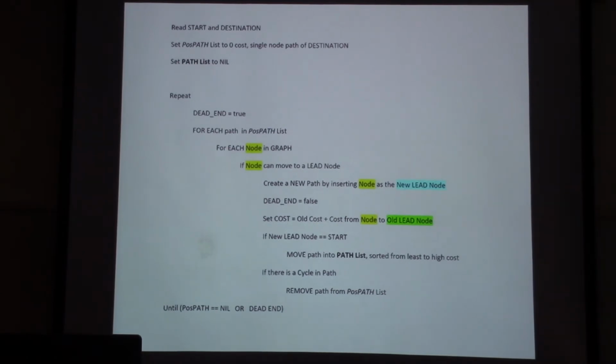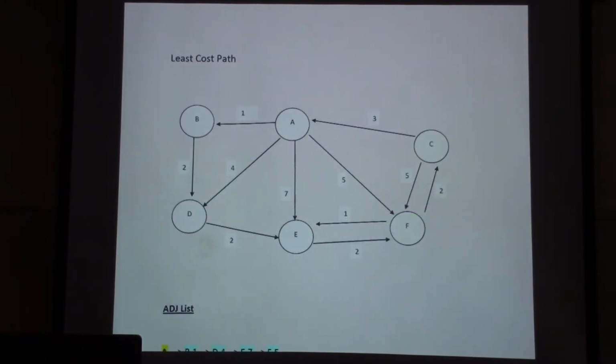So what we're going to do is set the possible path list to a zero-cost, single node path of the destination. What does that mean? It means if I want to end up at E, then the possible path to E ends at E with a cost of 0. If you want to go from E to E, there you are, cost of 0.